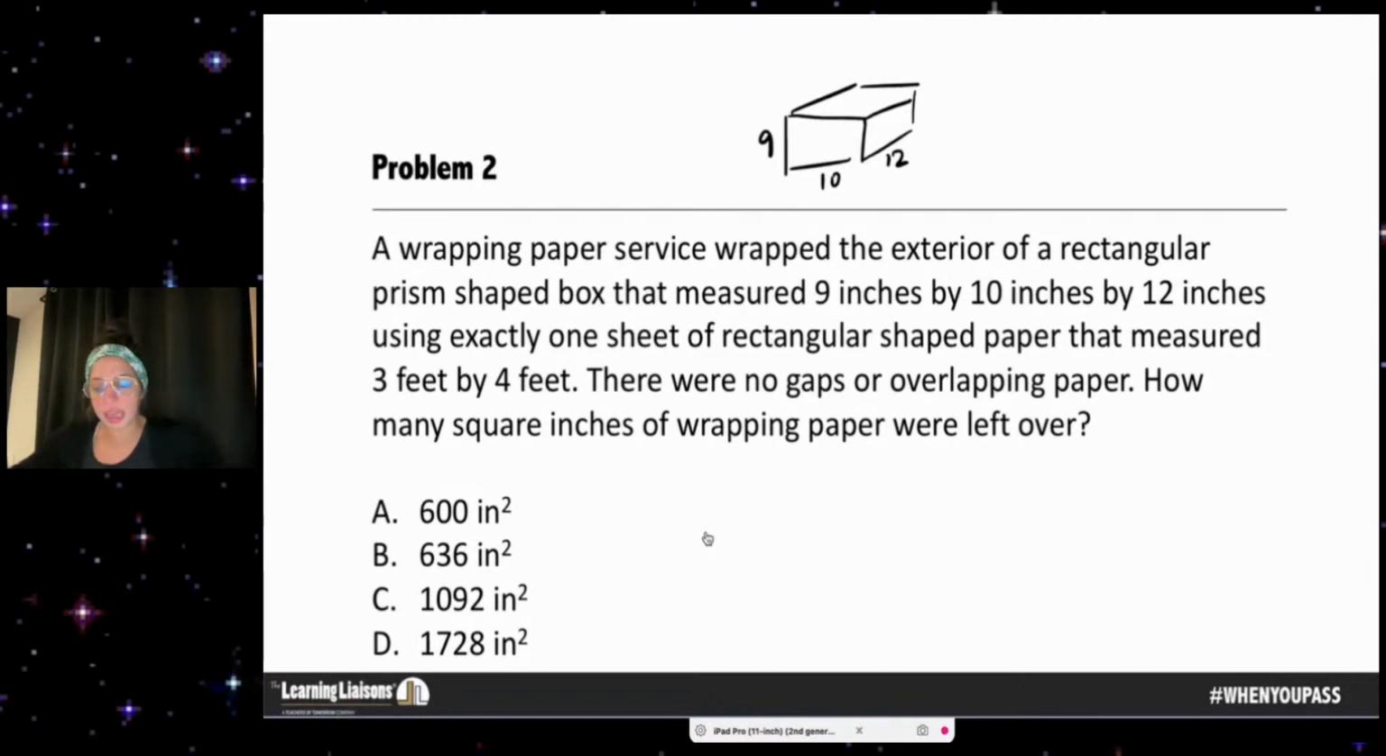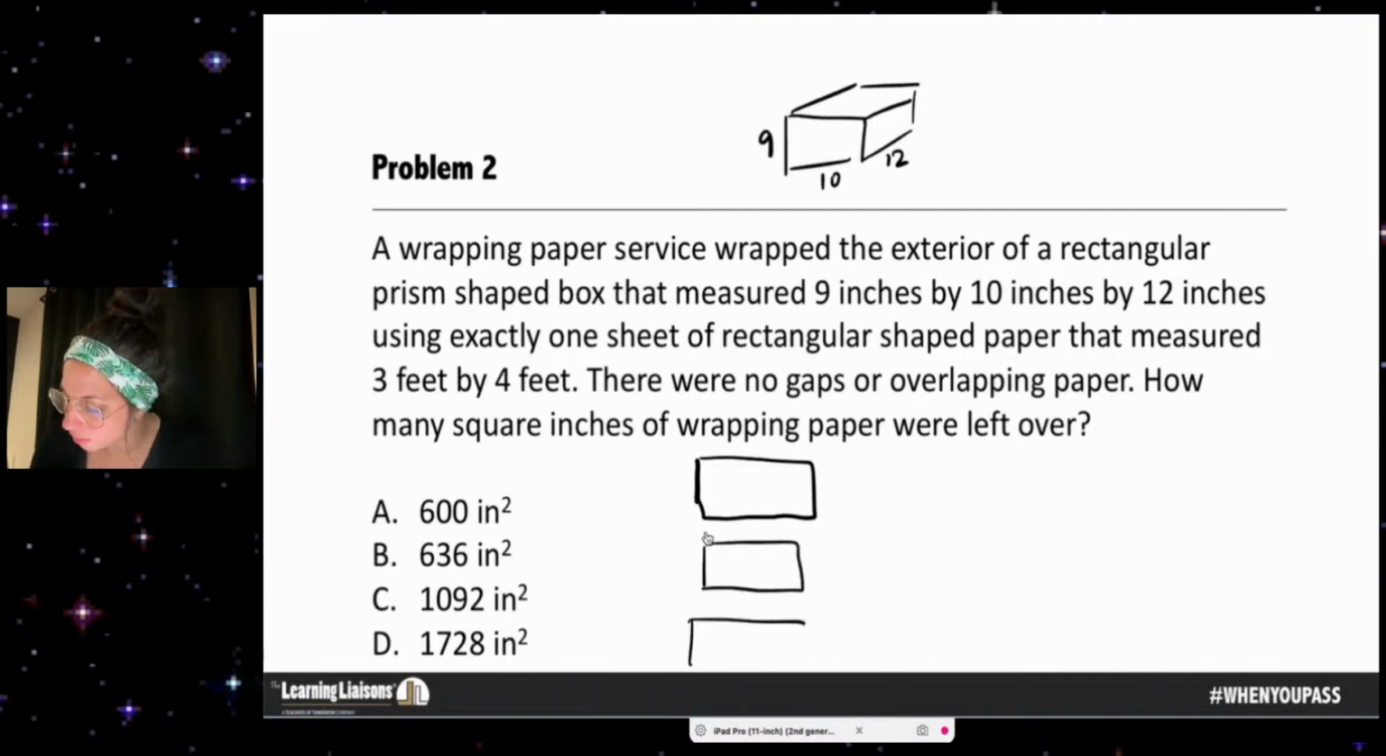So when I'm looking at solving this problem, I have 2 of each type of rectangle. So I'm going to draw my top, my front, and my side. My top is going to be this right here. So we have 12 and 12, 10 and 10. So I have a 10 by 12.